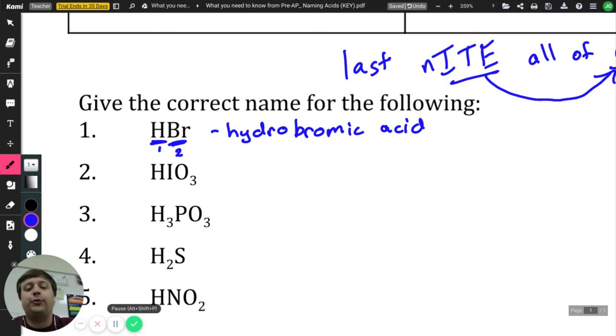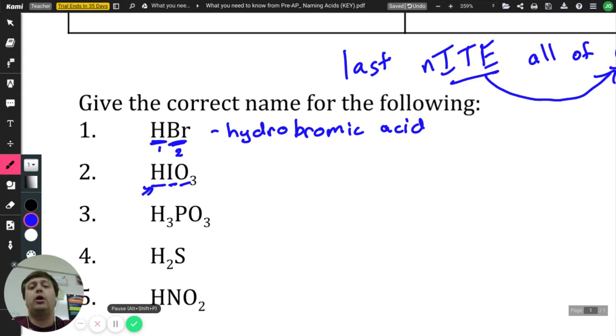Next, number 2, I've got HIO3. I've got element 1, element 2, element 3. I've got 3 elements there. So that tells me immediately that that is a ternary acid. How do I know it's an acid? Well, it starts with hydrogen, so it's going to be an acid. So I've got 1, 2, 3 elements there. Again, that's going to tell me that that's a ternary acid.